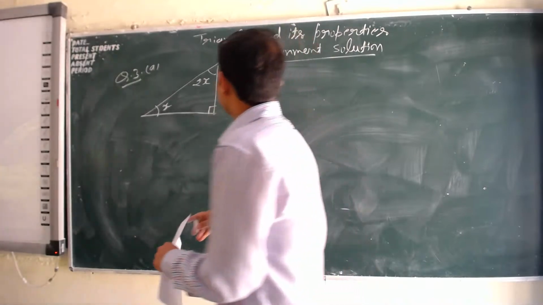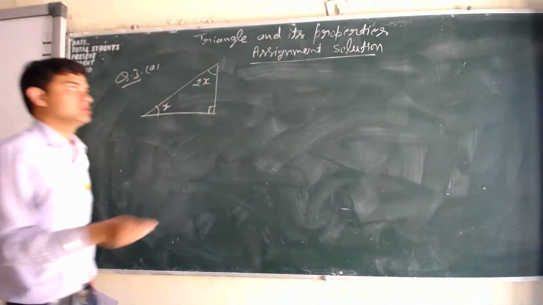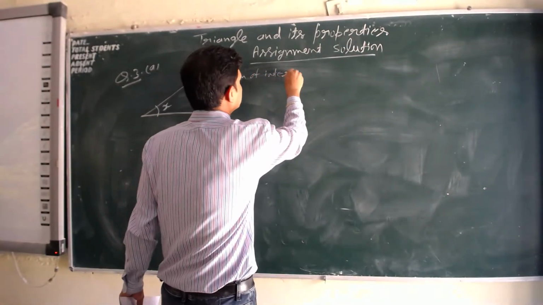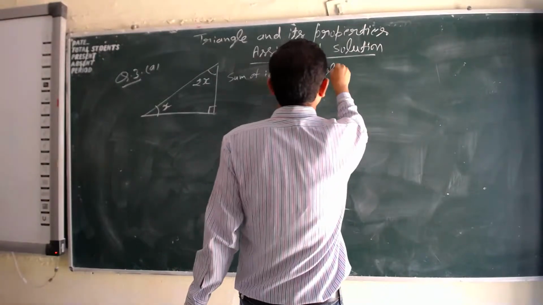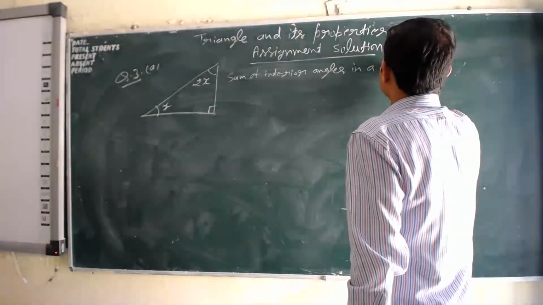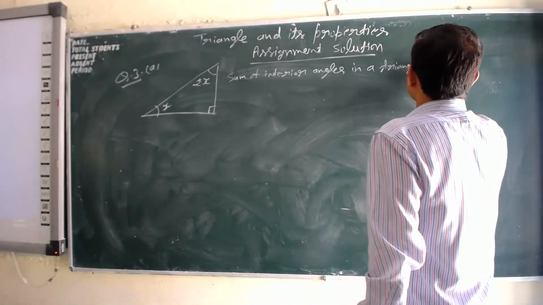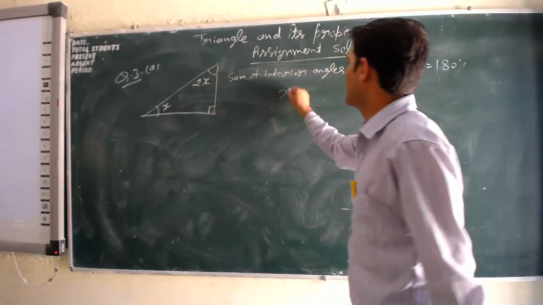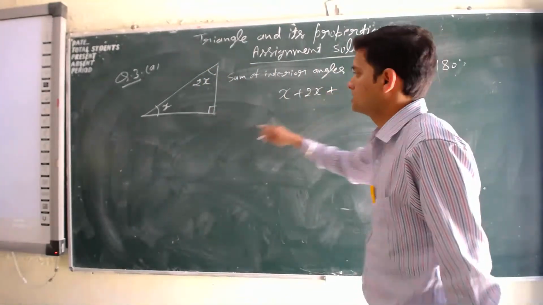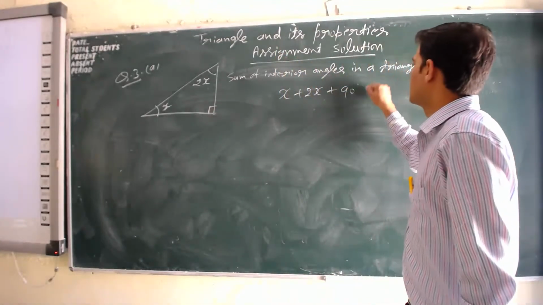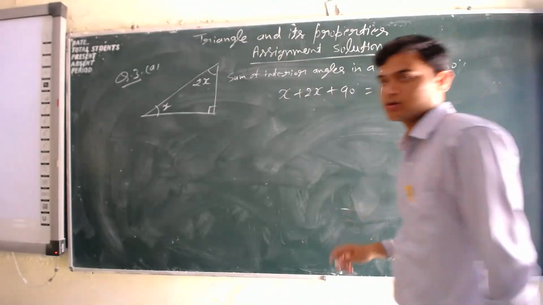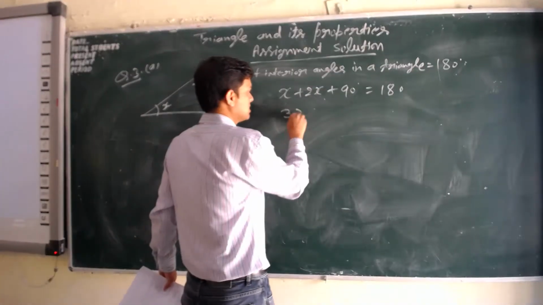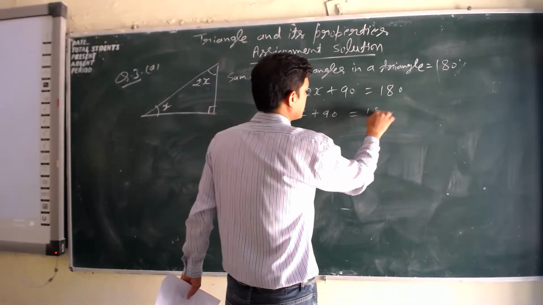We can easily see that this angle is 90 degree because it is the symbol of 90 degree. Clear? Now the angle sum property of a triangle. You know that the sum of interior angles in a triangle is equal to 180 degree. Okay, now the sum of these three, x plus 2x plus the third angle, that is 90, is equal to 180. Now 1x plus 2x is equal to 3x. 3x plus 90 is equal to 180.